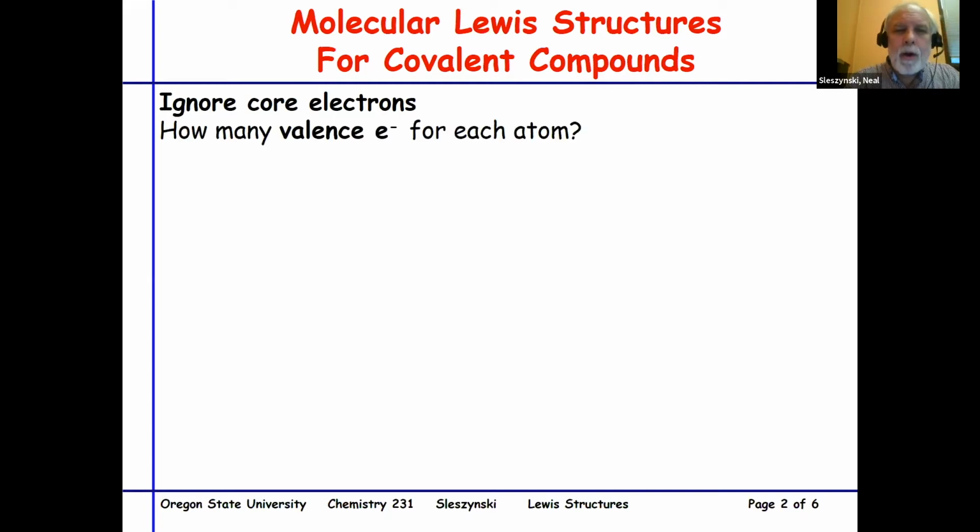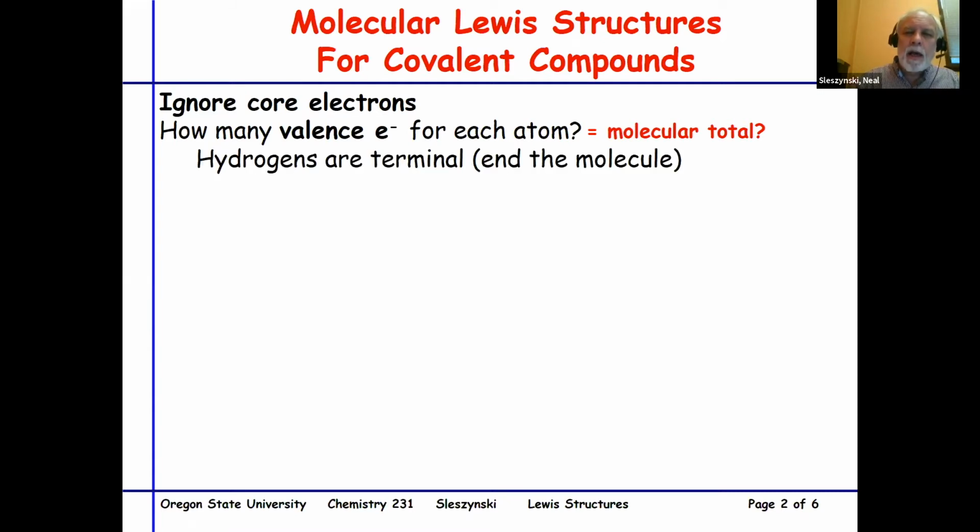We're then going to ask ourselves how many valence electrons there are for each atom, and we're going to have to account for those valence electrons in the molecular total number of electrons when we're done forming our Lewis structure. Hydrogen atoms are always terminal. We find them at the end of the molecule. Hydrogen atoms can only accept one electron to complete their principal quantum number of n equals 1, which means that hydrogen atoms can only form a single bond. We will never find them inside of a molecule.